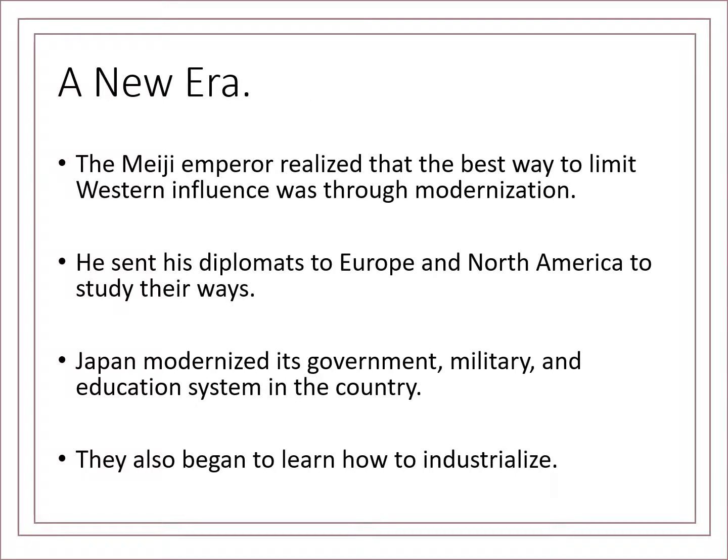The Meiji Emperor realized that the best way to limit Western influence was through modernization. He sent his diplomats to Europe and North America to study their ways, and Japan began to modernize its government, its military, and its education system. They also learned how to industrialize. They learned about what we've already talked about in world history: factories, and making goods more effective and cheaper for people to buy. So they were becoming a modern country in many different ways.